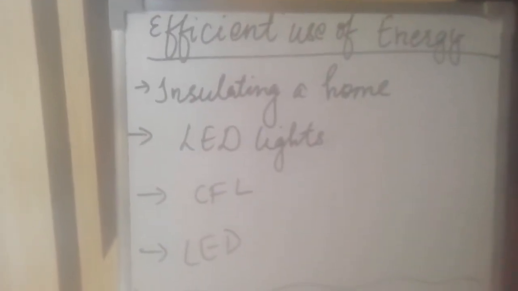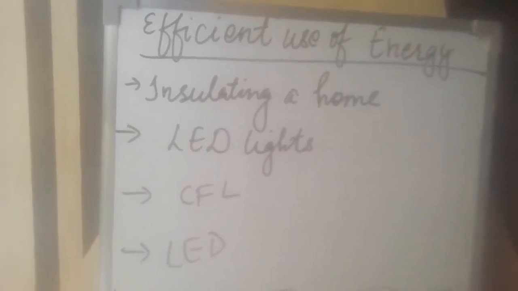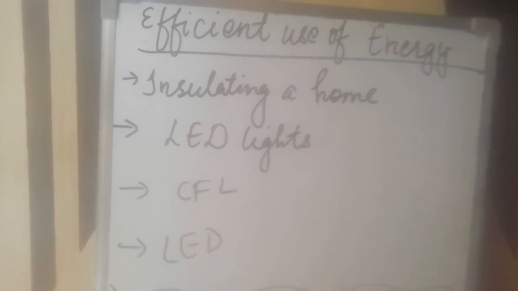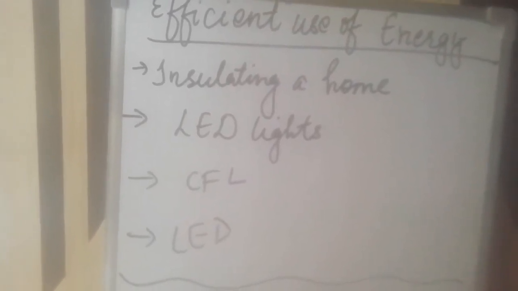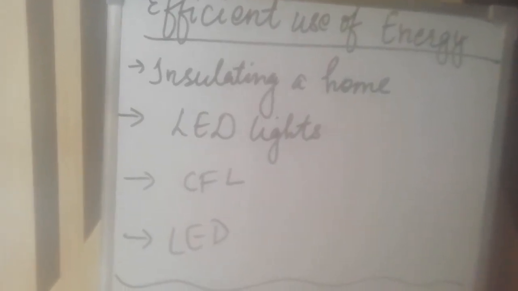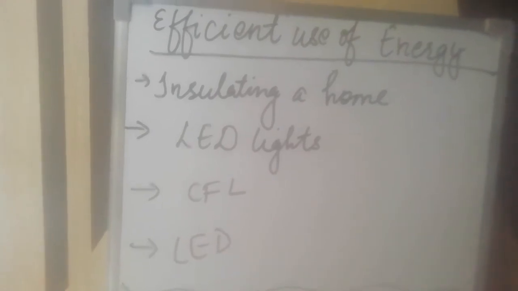Second way, the use of fluorescent and LED lights or natural skylight instead of traditional incandescent light bulbs, because incandescent light bulbs consume a lot of electrical energy as compared to LED lights or fluorescent lights. Okay. Third is what?